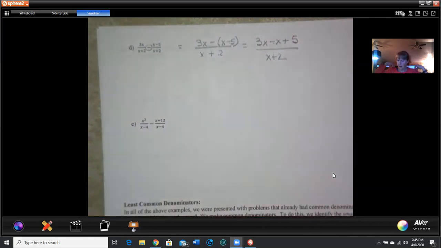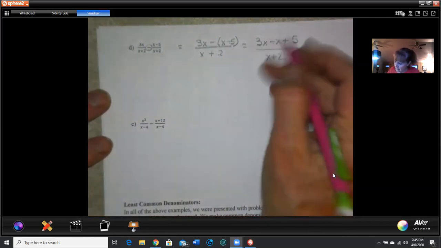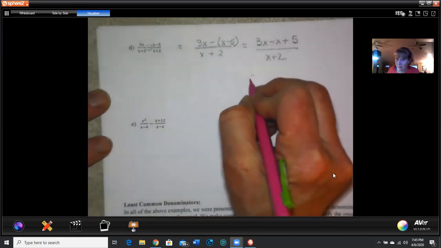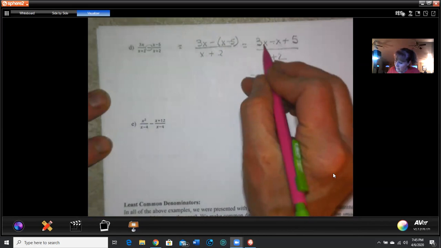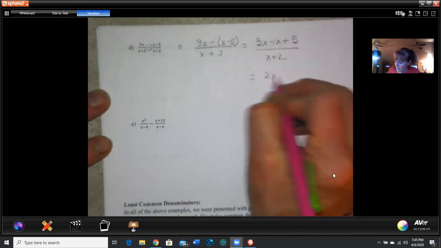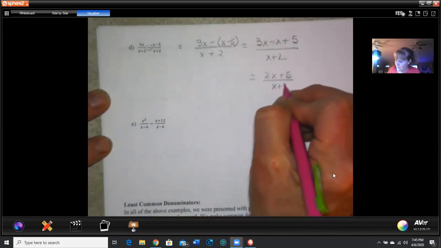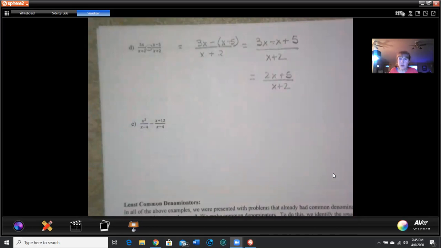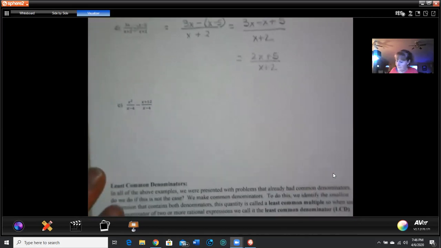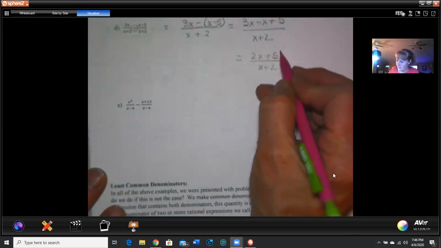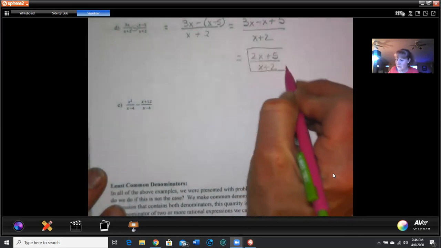Watch for that. So here, we're going to end up with, I'm just going to do that over here so I don't run out of room, 3x minus x is 2x plus 5 in the numerator over x plus 2. And you ask yourself, can this be reduced? Well, you cannot factor anything in the numerator. You can't factor anything in the denominator. The groups don't match, so you're done. Because you can't factor either one of those, and they don't match, so you can't reduce. So that would be the reduced answer.